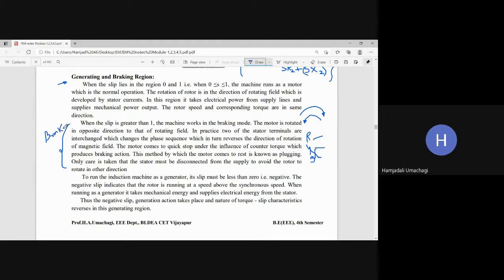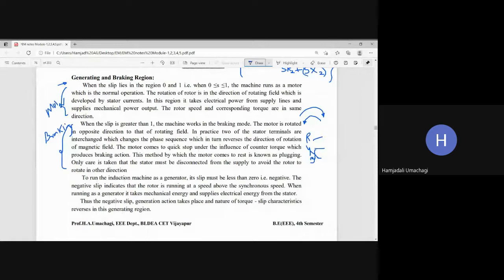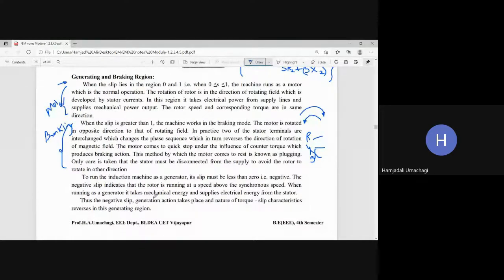Whereas the first initial paragraph is the explanation for the motoring region. Now the last paragraph is for the generator. So generator means, how is it possible? Induction motor, now it will be acting as a generator.